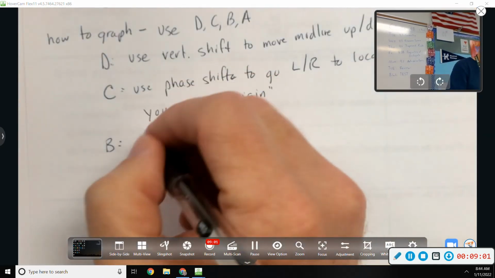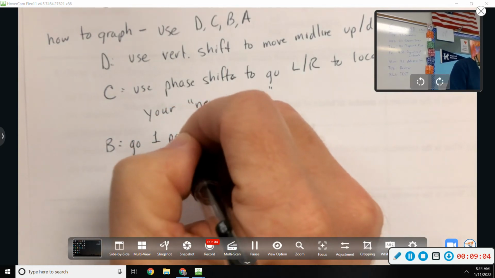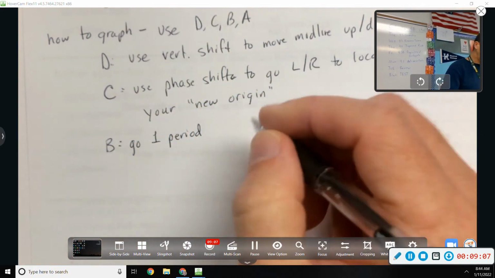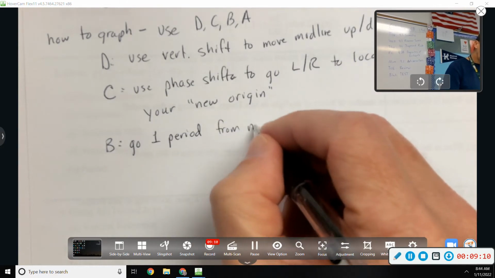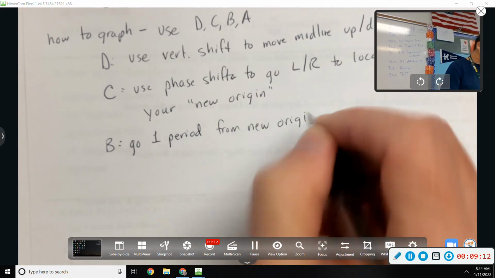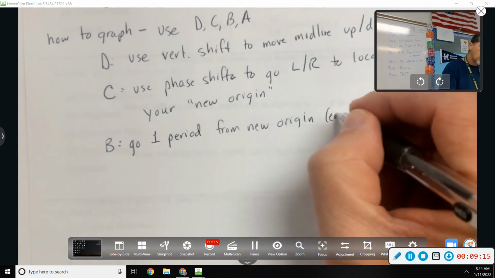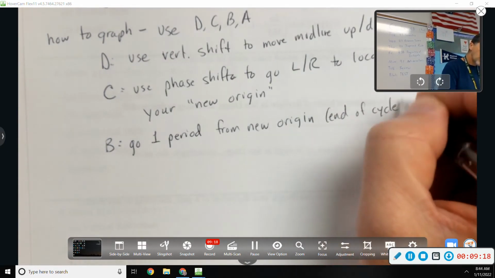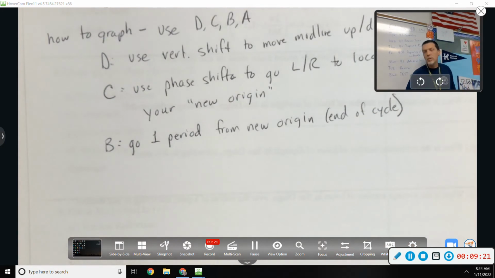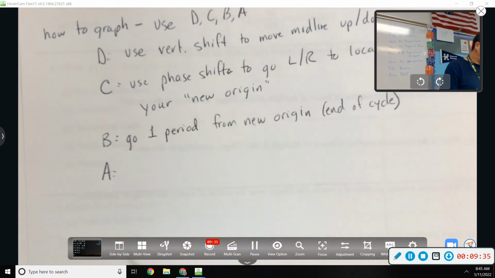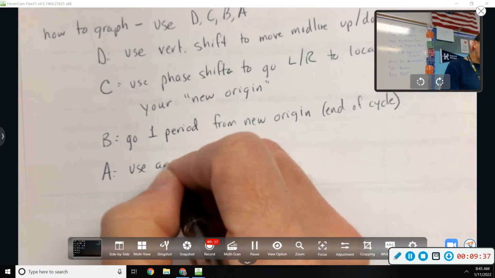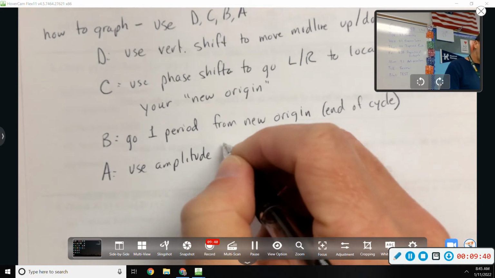To use B, we'll go one period away from the new origin. And that would be the end of the cycle. That would be where we start over. Again, maybe this doesn't really make sense yet because we haven't done one. But we're trying to get the overview and then we'll dive in. And then you'll use amplitude for wave height.